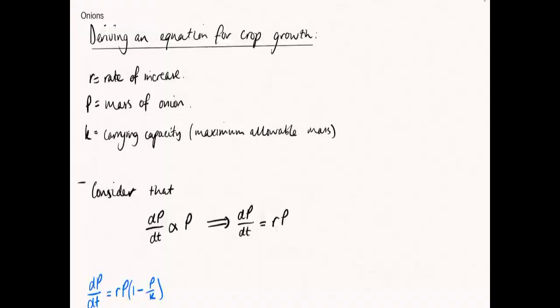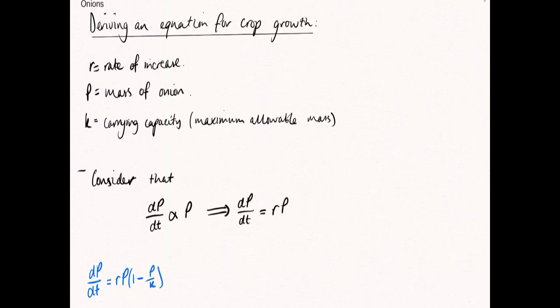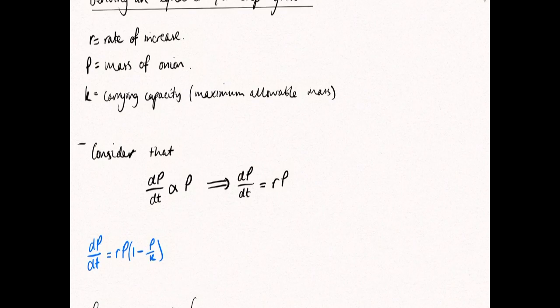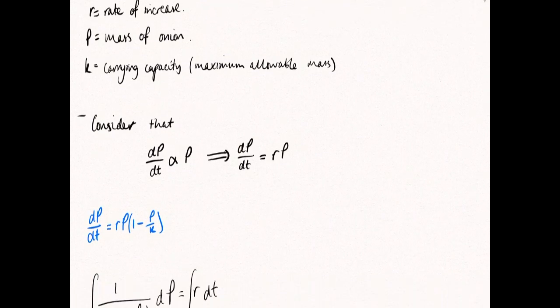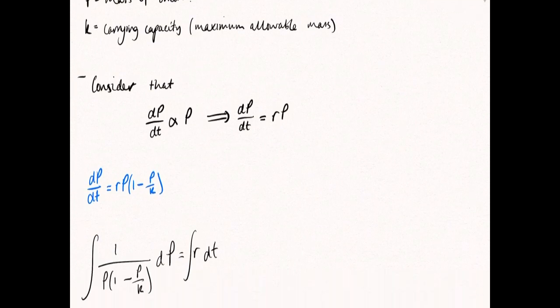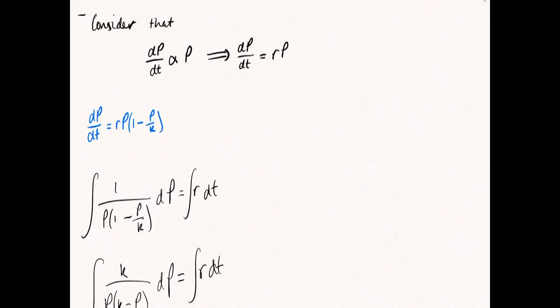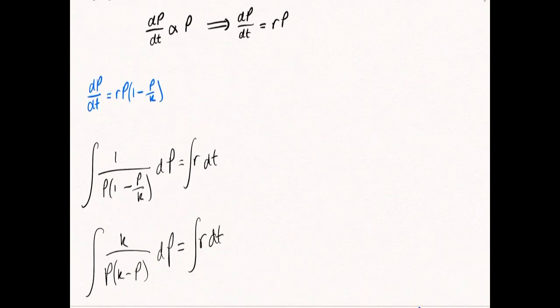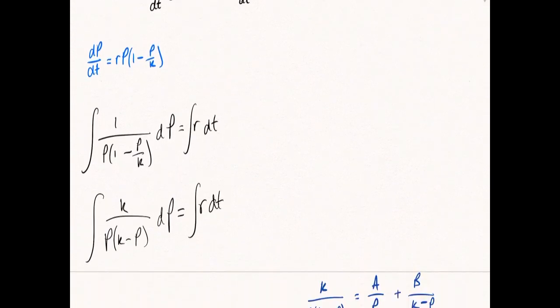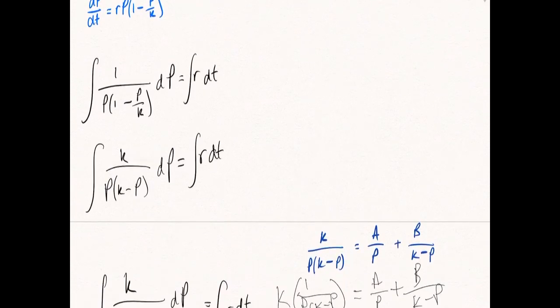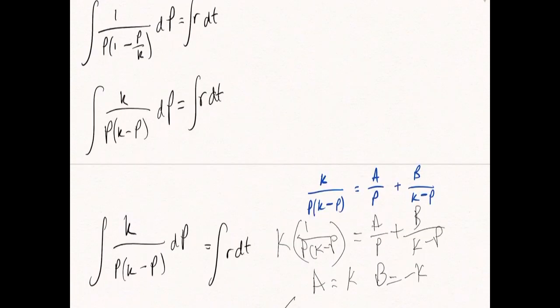So to derive the equation for crop growth, we can use the factors R as rate of increase, P as mass of an onion, and K as carrying capacity. And we use the assumption that rate changes with population increase. So dP over dt is proportional to P, and you end up with this equation here, RP times 1 minus P over K. So separating the variables, you get this, and then just times it by K to get rid of the fraction P over K.